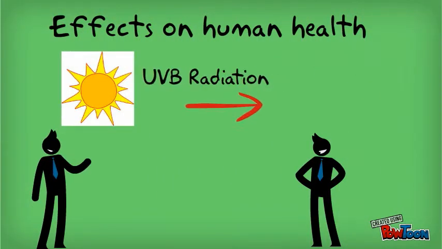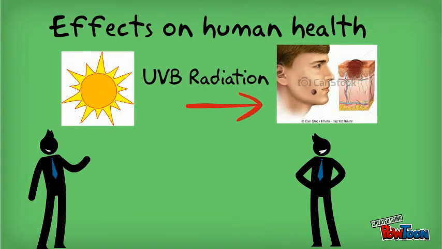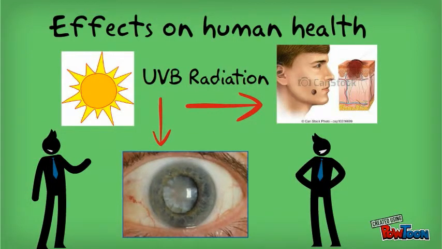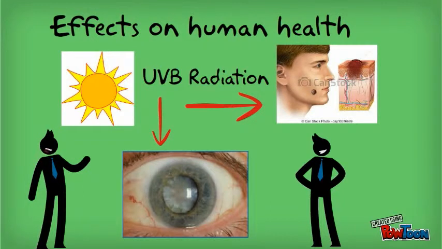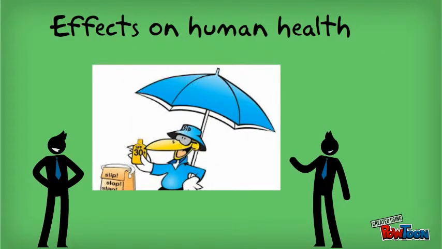UVB radiation causes non-melanoma skin cancer and plays a role in malignant melanoma development. UVB radiation has also been linked to cataracts, a clouding of the eye's lens. All sunlight contains some UVB, even with normal stratospheric ozone levels. It is always important to protect your skin and eyes from the sun. Ozone layer depletion increases the amount of UVB and the risk of health effects.